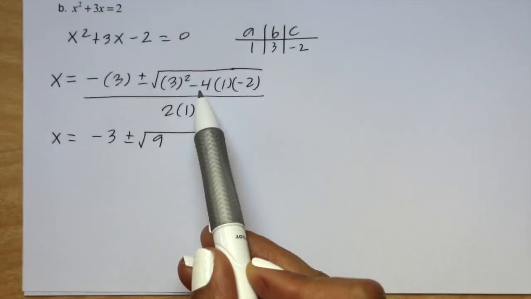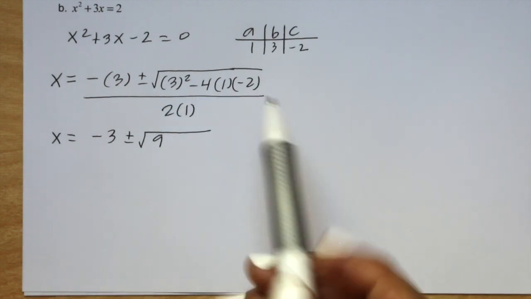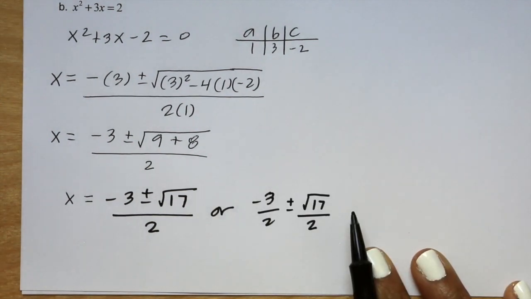So be careful right here, you have negative 4 times 1 times negative 2, which makes positive 8. And when you simplify, you get negative 3 plus or minus root 17 all over 2. And I just wanted to point out, you could also write the answer as negative 3 over 2 plus or minus root 17 over 2. Either answer is right, so just make sure you're aware. The answer could be in either format.